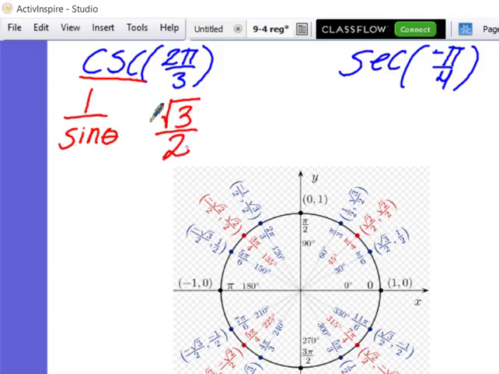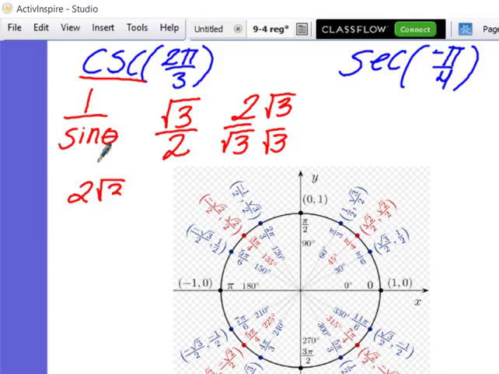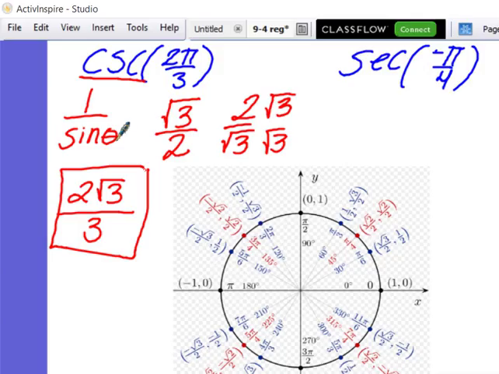So we have the sine. But now cosecant just means the reciprocal of that. It's 1 over that, or just reciprocate it. So flip it to get cosecant. So wouldn't that be 2 over root 3? Yes. And then is that answer acceptable? No. So we would rationalize the denominator from there. So multiply by root 3 over root 3. So on top we would have 2 root 3 over 3. That would be cosecant at 2 pi over 3. So you just find sine, reciprocate it, and simplify. So let's do secant. Secant is the reciprocal of cosine.